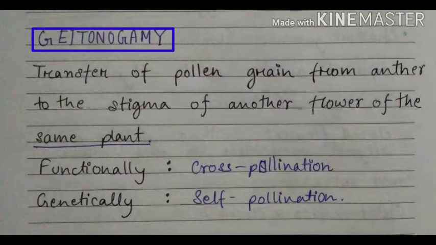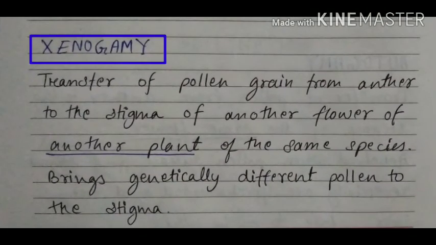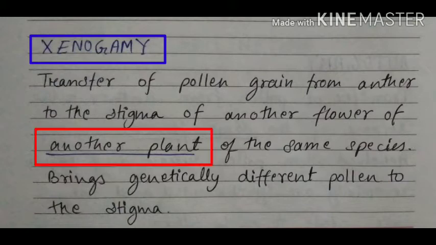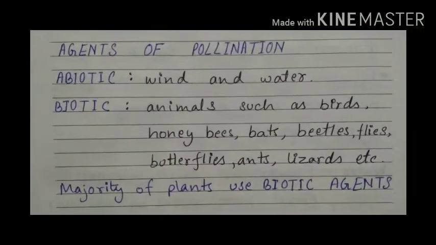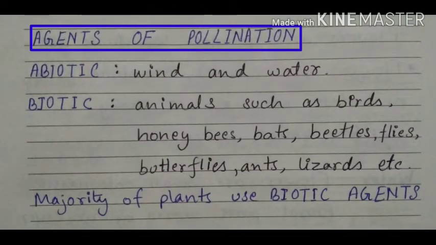Now let's see how xenogamy is different from these two kinds of pollination. In xenogamy, transfer of pollen grain occurs from the anther to the stigma of another flower of another plant but of the same species. So, xenogamy brings genetically different pollen to the stigma because the transfer of pollen grain occurs between two different plants. But how does this transfer occur? For this, the plants take the help of the agents of pollination.